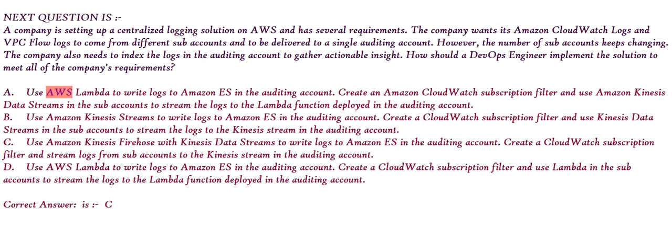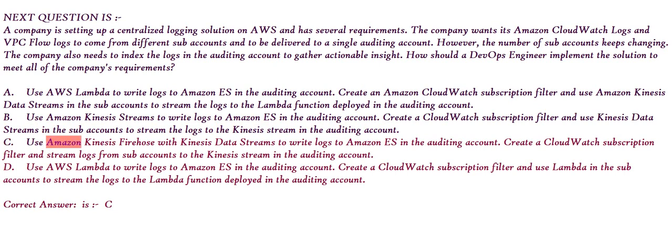A. Use AWS Lambda to write logs to Amazon ES in the auditing account. Create an Amazon CloudWatch subscription filter and use Amazon Kinesis data streams in the sub-accounts to stream the logs to the Lambda function deployed in the auditing account. B. Use Amazon Kinesis streams to write logs to Amazon ES in the auditing account. Create a CloudWatch subscription filter and use Kinesis data streams in the sub-accounts to stream the logs to the Kinesis stream in the auditing account.